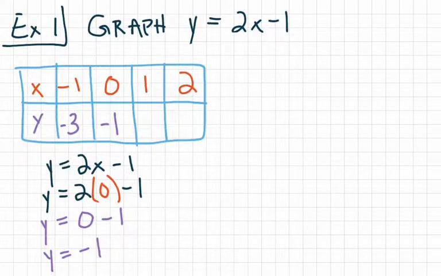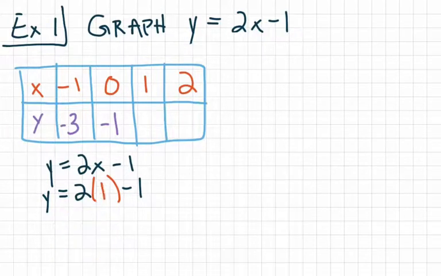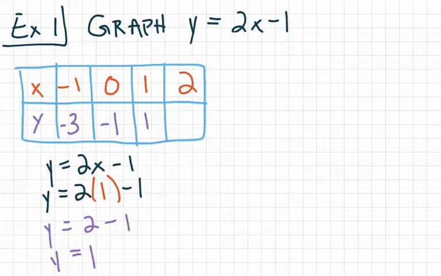Next value for x I'm going to use is going to be 1. So I substitute 1 in for x. I go ahead, simplify the right side. 2 times 1 is 2. Bring down the minus 1. So y is equal to 2 minus 1, or y equals 1. So when x equals 1, y also equals 1.